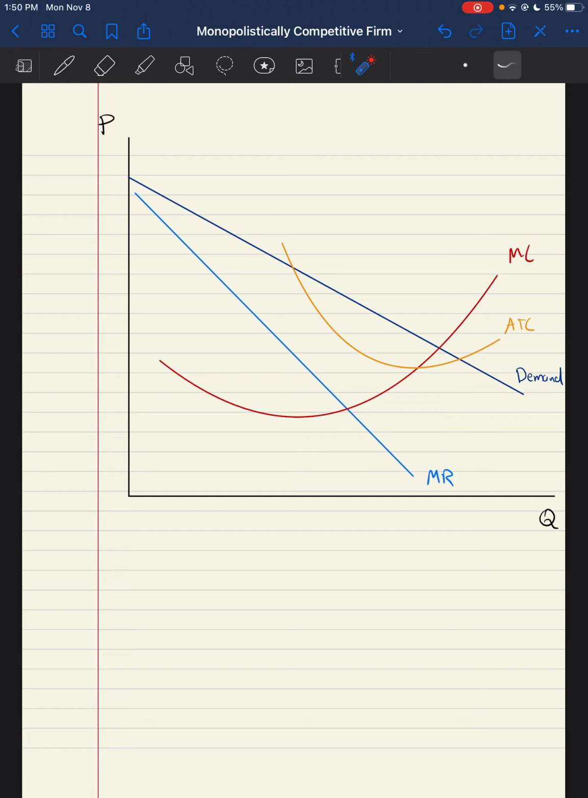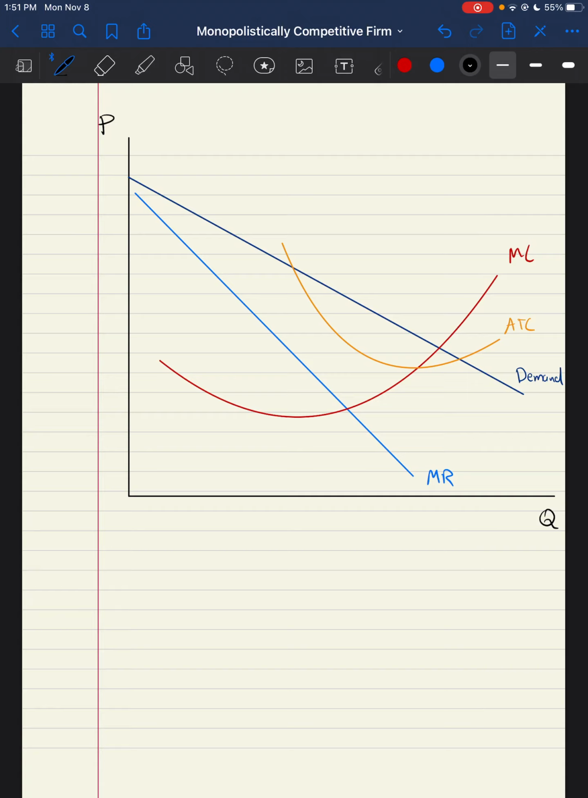Okay, so if you need a refresher on this, please go back and quickly review the chapter 13 lecture slides, which is where we went into monopolistically competitive firms. But for now, let's jump into figuring out how we're going to find profit in this scenario.